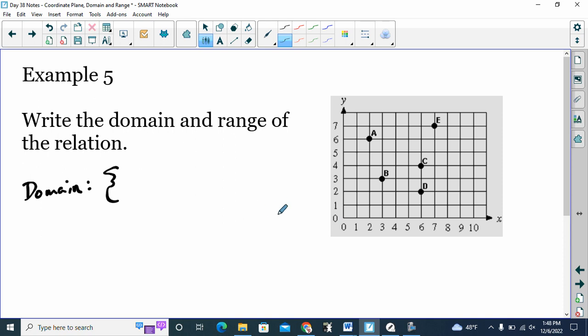So I'm going to start on the left and start going right until I see a point. So my first one's right here, which has an x value of 2. And then my next one is 3. My next x, both of these points have the same x value of 6. And this one has an x value of 7.